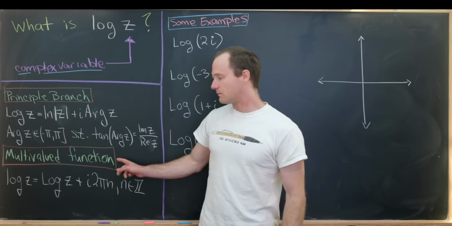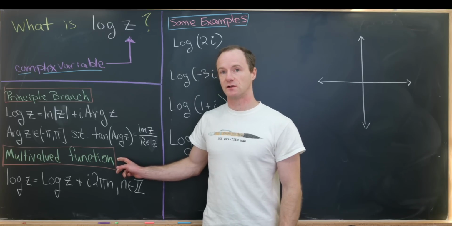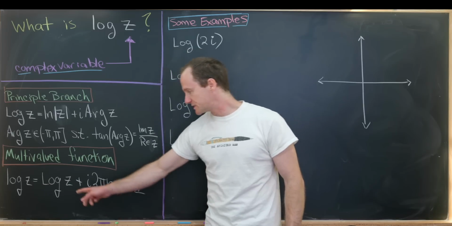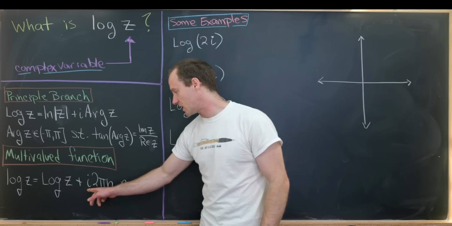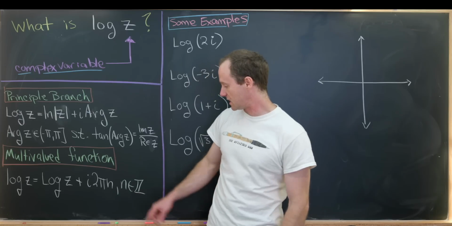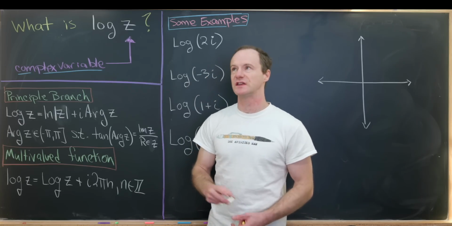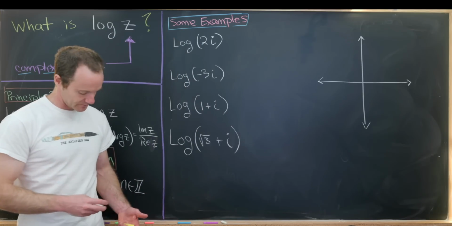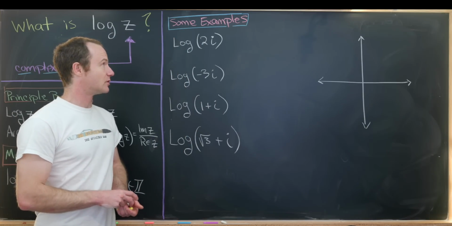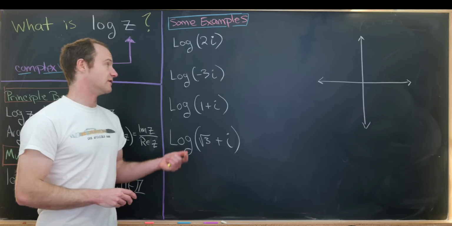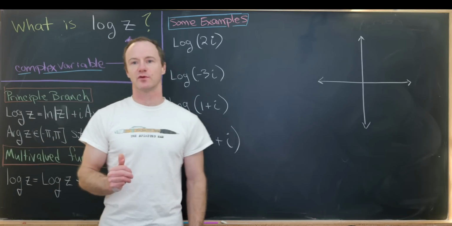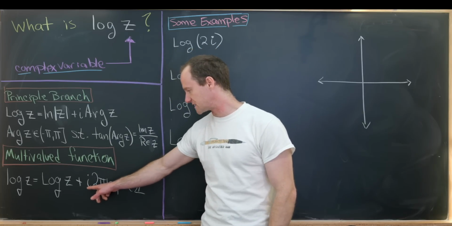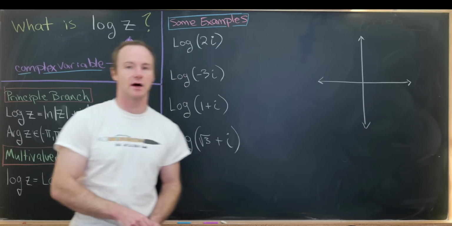Then we also had a multi-valued function related to the logarithm, which we called lowercase log of z. It was equal to this principal branch plus i times 2 pi n, where n was an integer. That's because the exponential function is 2 pi i periodic. Now we'd like to do some example values of this logarithm, and we'll do the principal branch, although notice that you can get all of the other values just by adding this i times 2 pi n on.